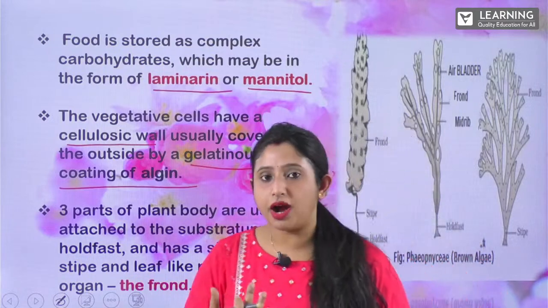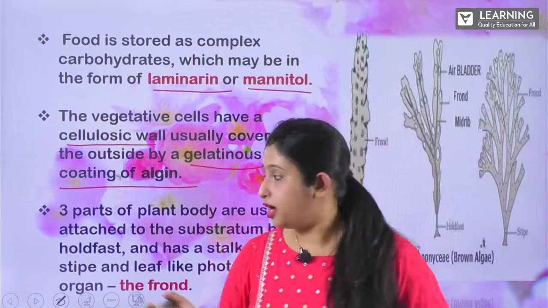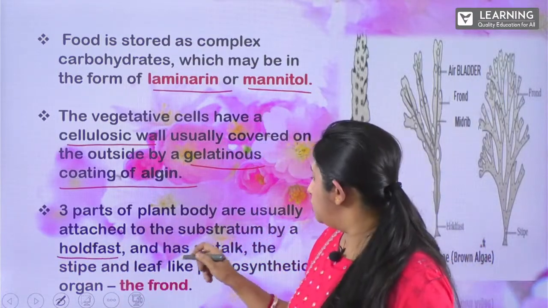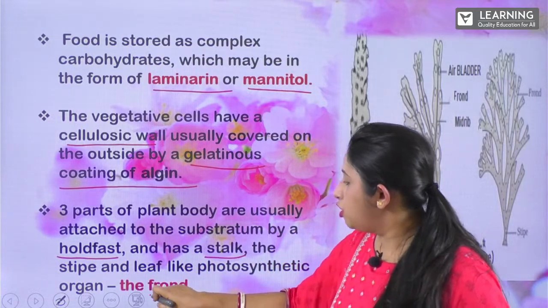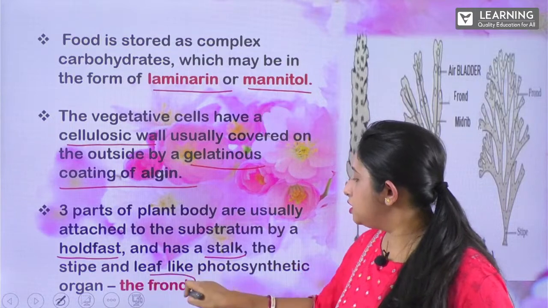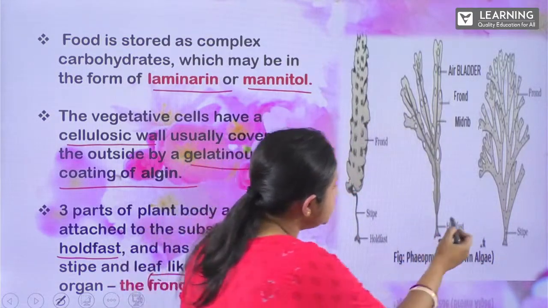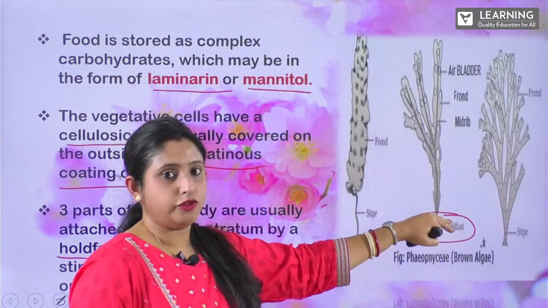So what are the three parts of the plant body? The three parts of the plant body are the holdfast, first one. Then the second one is the stalk and the third one is the frond. Clear? Now look at this picture. This is the holdfast, the first part of this algae.